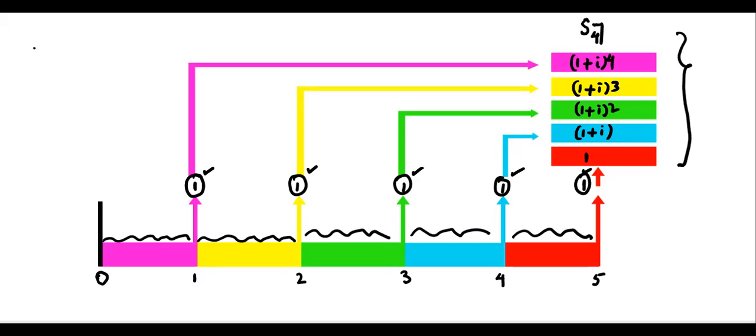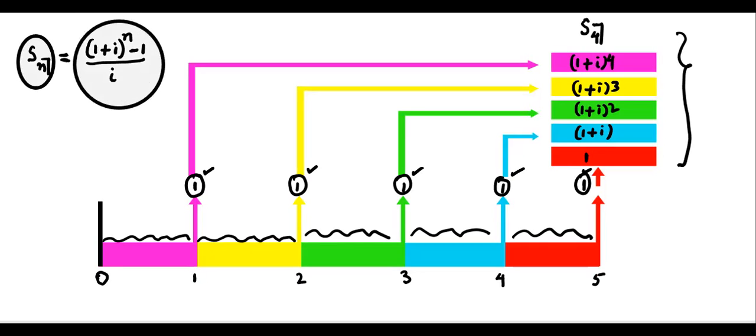The formula for S_n is 1 plus i power n minus 1, divided by i. We'll derive this formula in the next class. We'll try to use the formula in today's class. Let's use the formula and find the value.